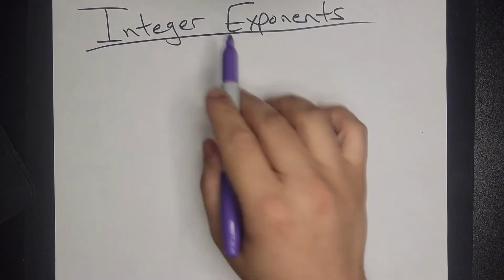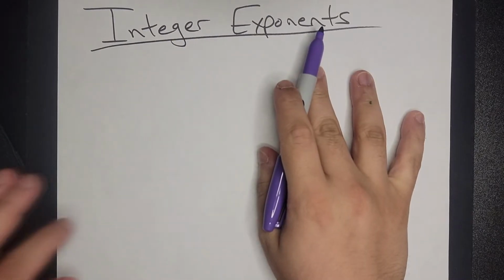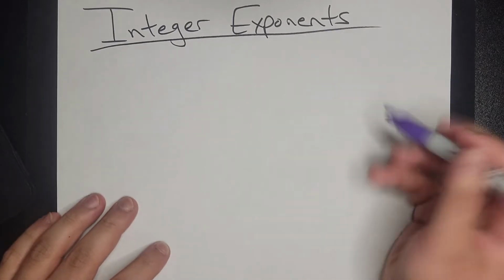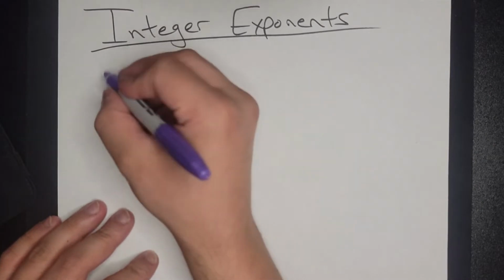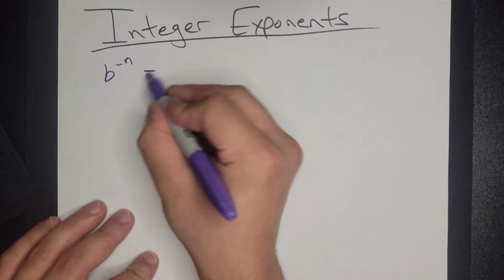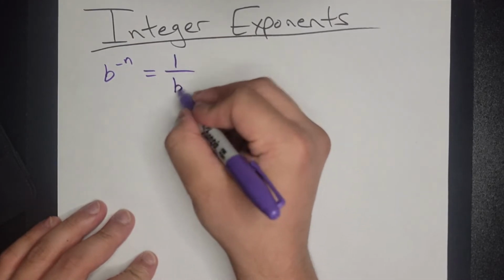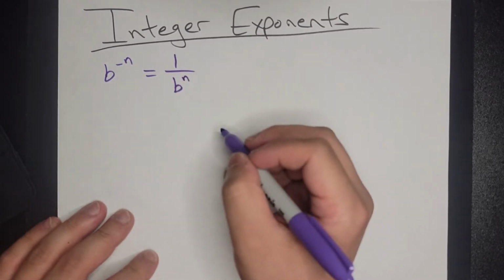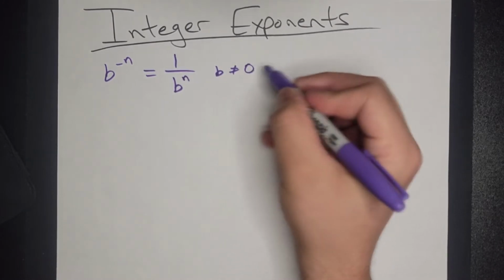In this video we're going to be doing a quick recap on integer exponents, because this is going to be useful in the upcoming videos. So a quick reminder. Say we have an exponent b to the negative n. This is equivalent to 1 over b to the n. That's what the negative exponent is. And b cannot be 0.